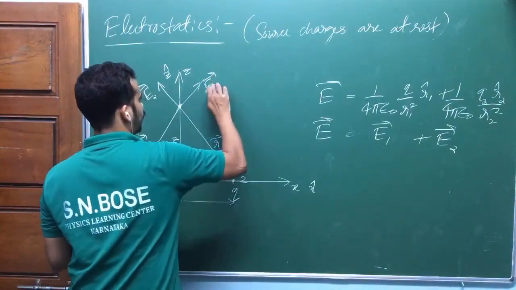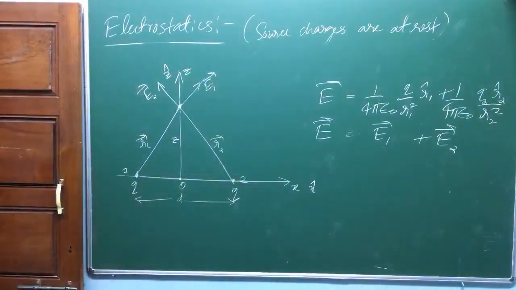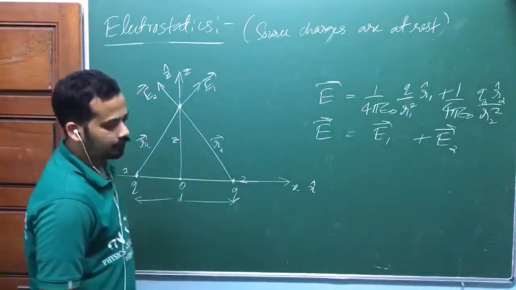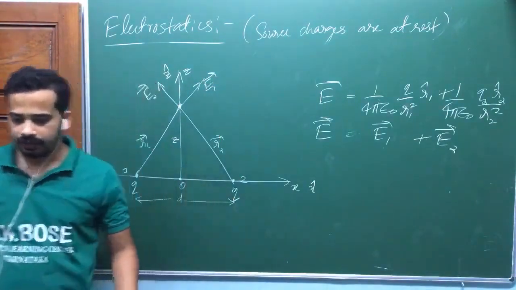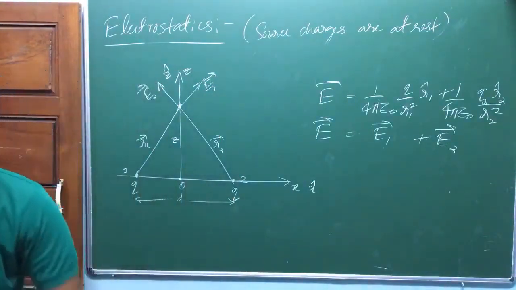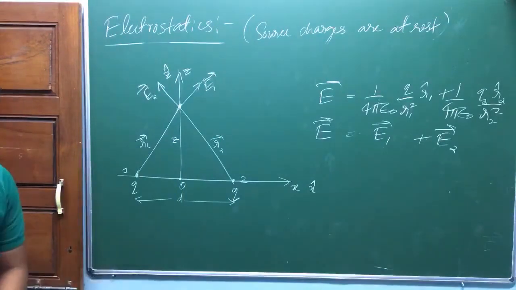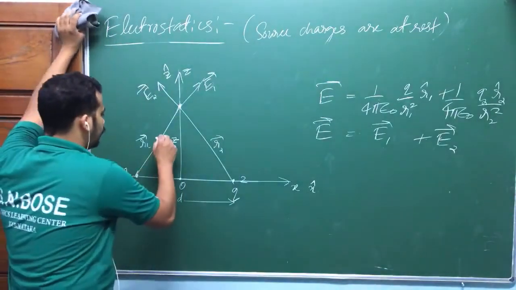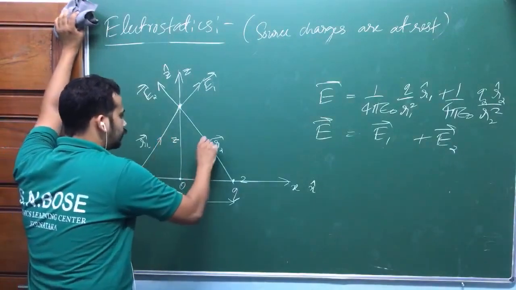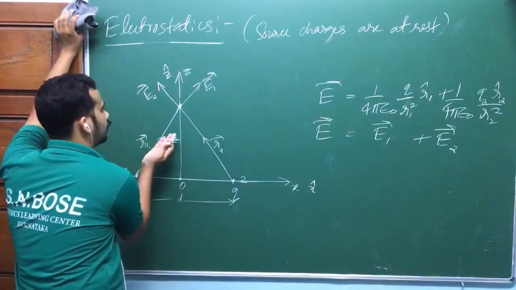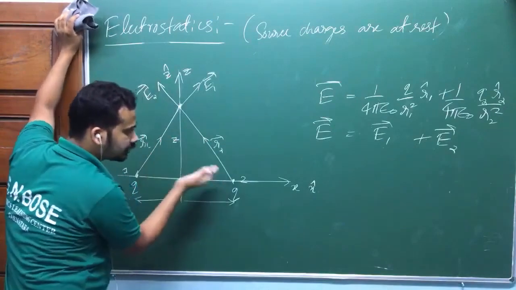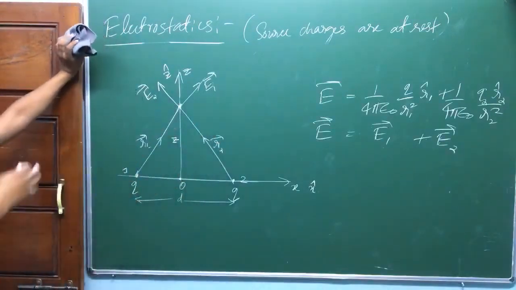E1 vector, E2 vector like this, is that okay? Now you need to find the resultant of these two. There are different ways. One thing is you can split this R1 vector, R2 vector in terms of z cap and x cap, then you can add. That's one way, but that's quite difficult.